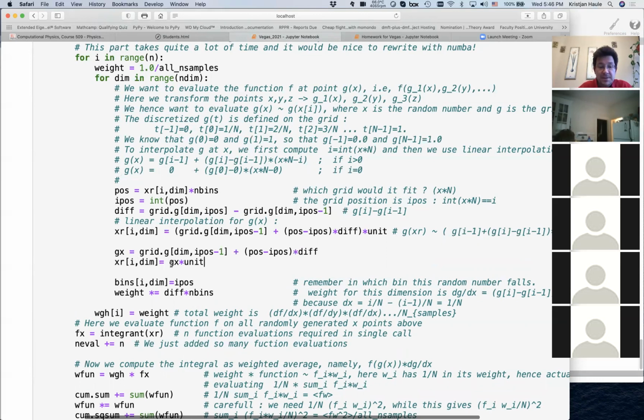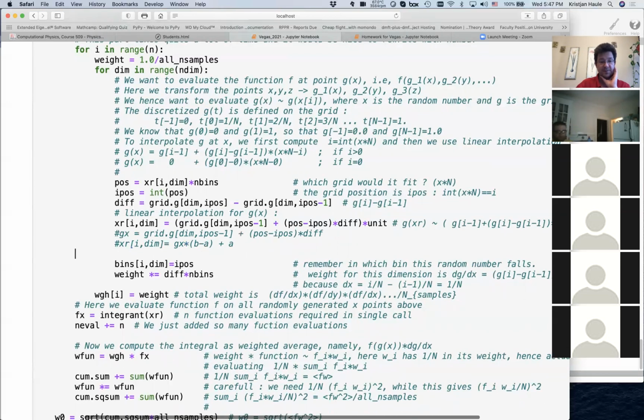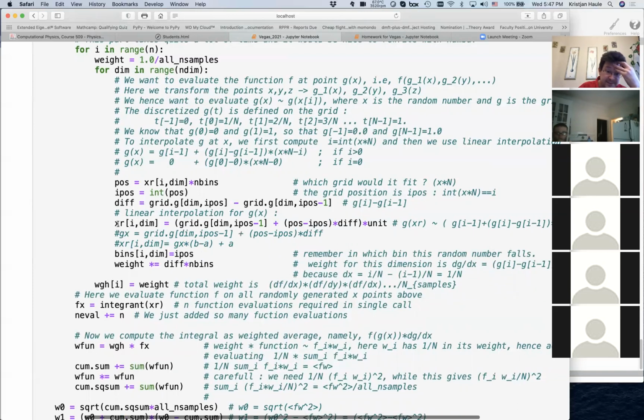But in a generic case, when we integrate from A to B, we're going to need to do this: gx times b minus a plus a. Okay, so do you understand why? This is for general integration from A to B, because gx is the grid point that goes from 0 to 1. So this value will start at A and it will end at B. So we are stretching our grid from 0 to 1 into A to B. This is how we need to generalize this step for general limits from A to B. But for now, I'm going to comment this out because we don't want to complicate it yet. So at the moment, we're just stretching the interval from 0 to 1 to 0 to pi.